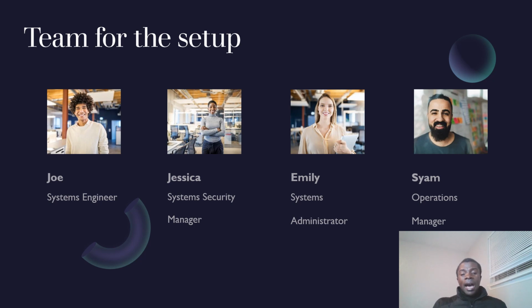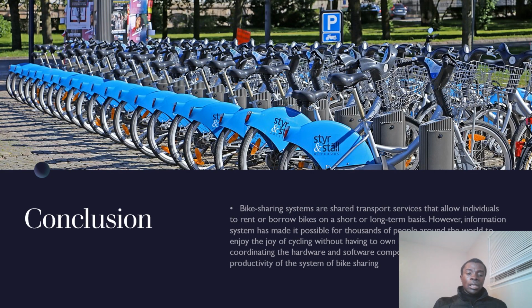These are the teams behind the system to work efficiently: the system engineers, system security managers, system administrators, and operations managers. Then we will conclude that bike sharing systems are shared transportation services that allow individuals to rent or borrow a bike on a short term or long term basis. However, information systems have made it possible for thousands of people to rent these bikes and enjoy their cycling without having to own one, by coordinating the hardware and software components of the information system to enhance the productivity of the bike sharing system.